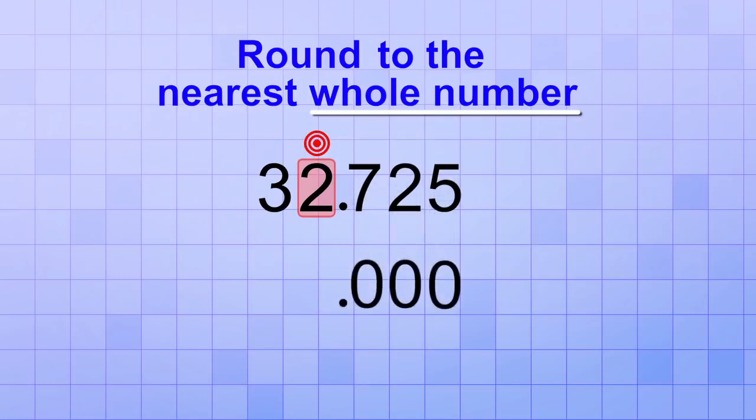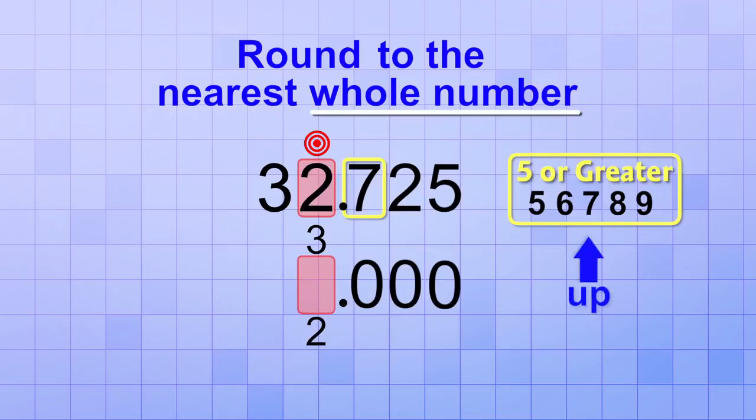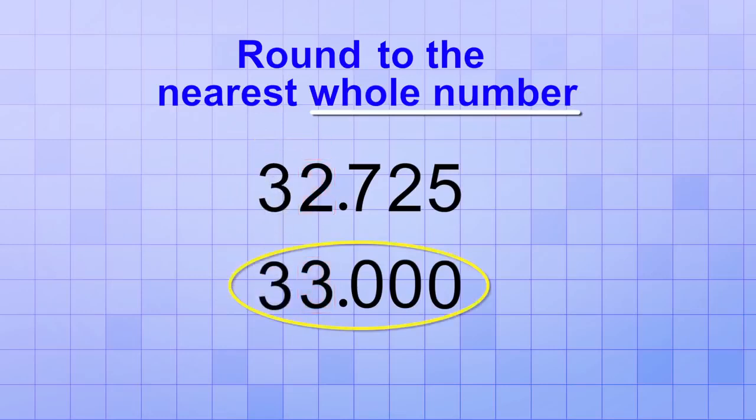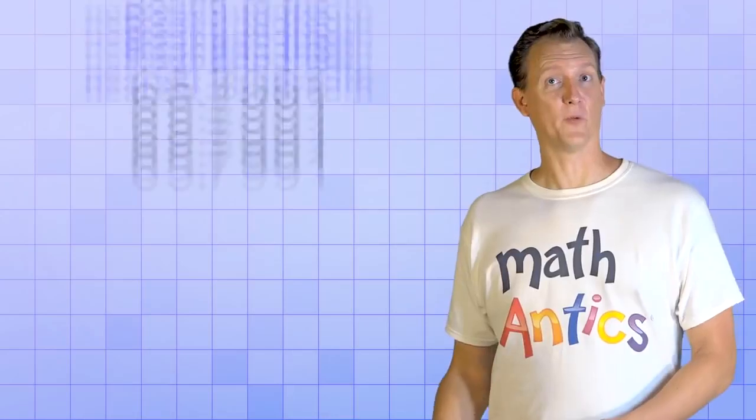Now, to decide what to do with the target digit, we look at the next digit to the right. Since that digit is a 7, we'll round up this time. That means we'll increase our target digit by 1. And finally, we keep any digits to the left of the target digit the same. In this case, that's just the 3. So we've rounded this number off to 33.000, or just 33, since we don't really need those extra zeros after the decimal point. Ready for one more?